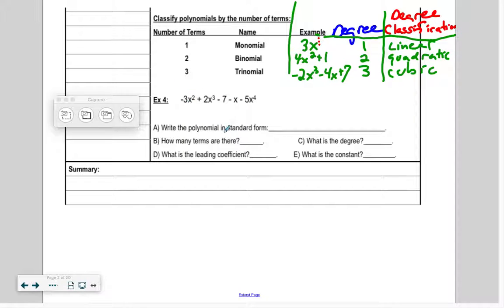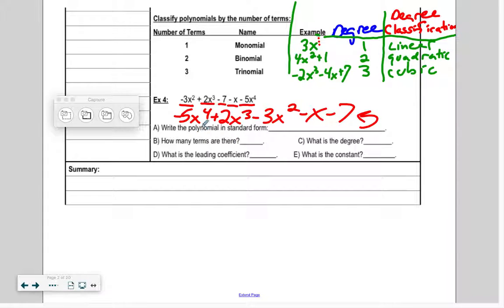Last but not least, write the polynomial in standard form. So remember, standard form means find the highest degree first. So I see this thing, that's the highest degree, negative 5x to the 4th. Then I see an x to the 3rd, that's a positive. So plus 2x to the 3rd. See any x squareds? Yeah, right there, it's a negative 3x squared. See any x's? Yep, right there, so minus x. See any constants or plain old numbers? Yep, right there, minus 7. So there's the polynomial in standard form.